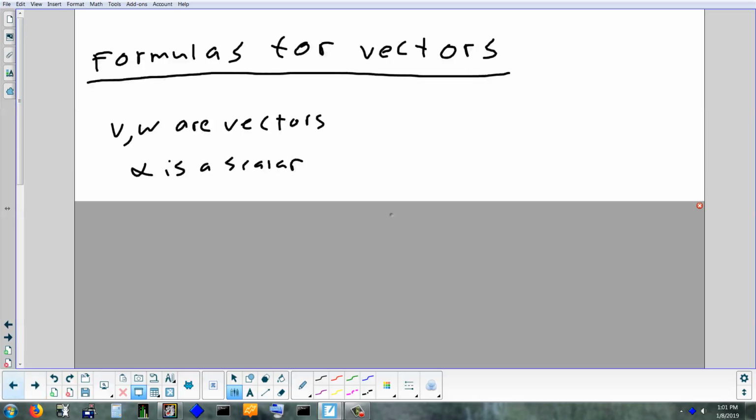V and W are going to be the vectors, and then alpha is a scalar. Okay, so remember, a scalar, that's just a number you put in front of a vector, and when you scale it, 3 things can happen. It can get longer, it can get shorter. What's the third thing that can happen when you scale it?